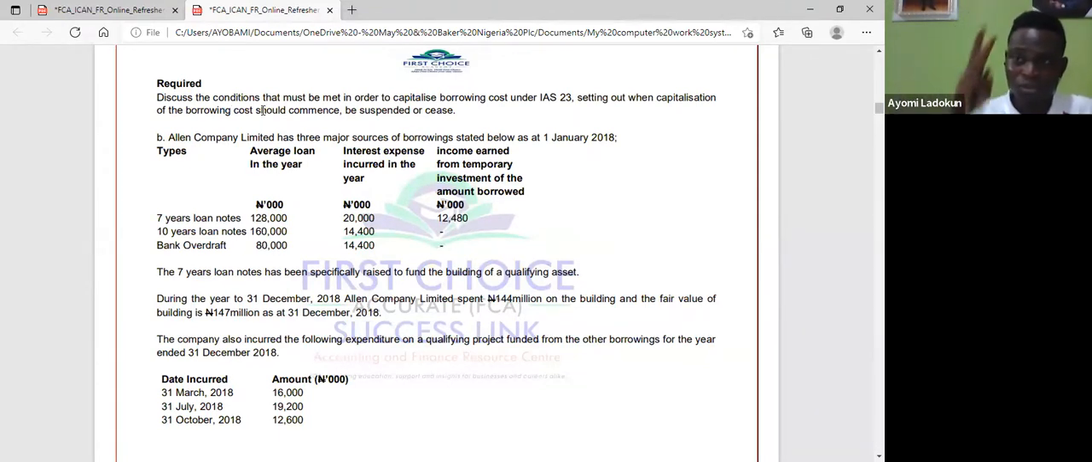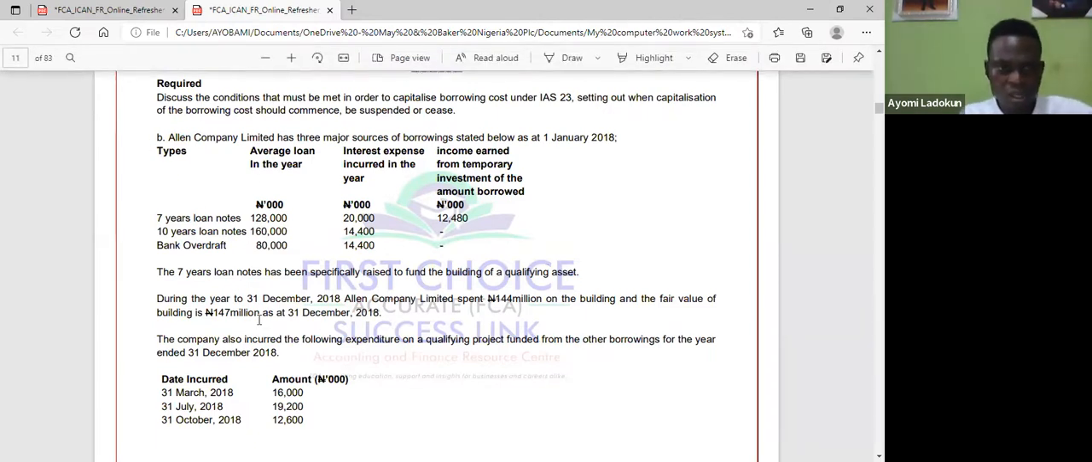Commencement, those 3 conditions, suspension, and cessation. I have explained it earlier because of time. I don't want to go back there. He now gave us this computation.